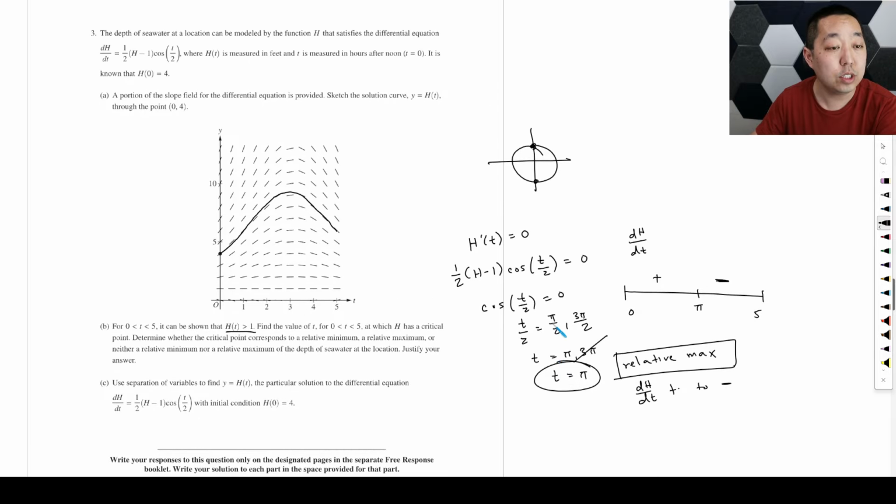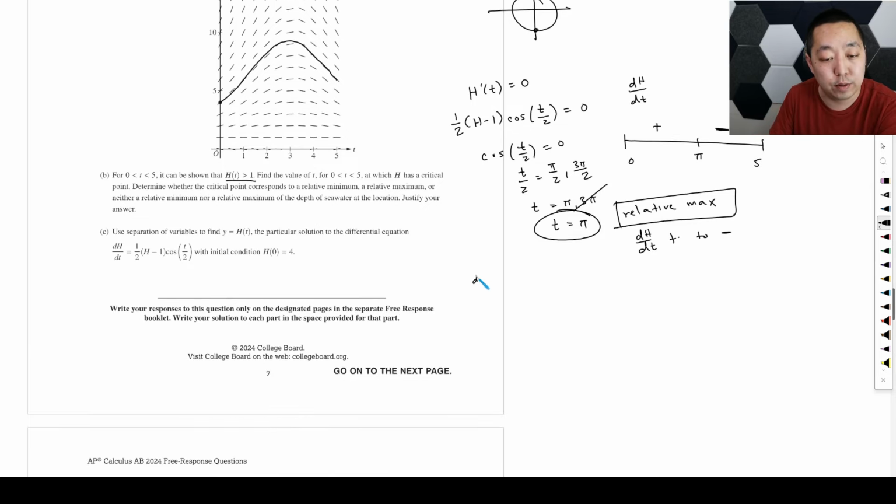Use separation of variables to find y equals h of t, the particular solution to this differential equation. So we're going to start with that initial condition here. We have dh dt is equal to 1/2 (h minus 1) cosine of t over 2. Then we're going to move the h minus 1 over here and the dt up, because we want to separate all the variables. That gives 1/2 cosine of t over 2 dt. And then now we can integrate both sides.